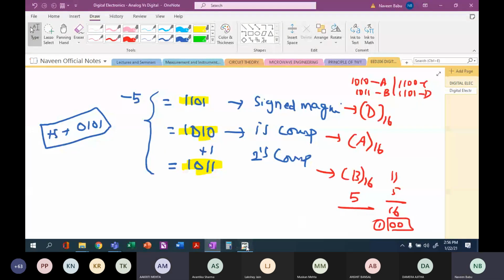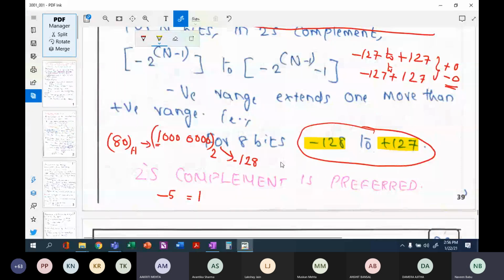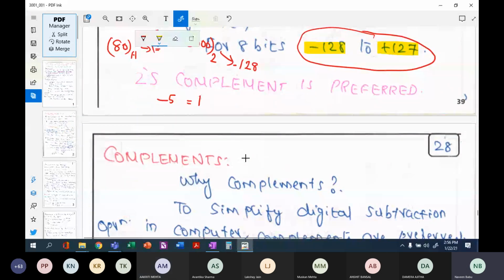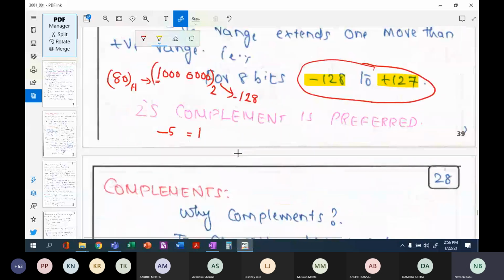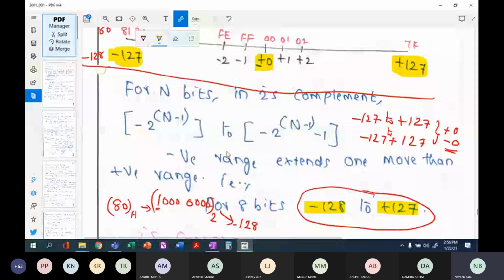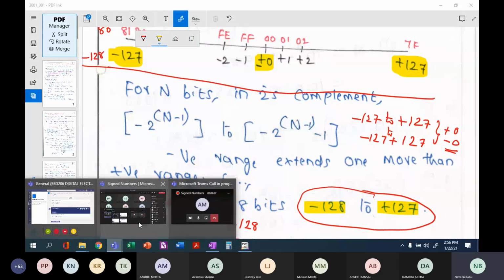Okay, sir. Thank you. All right, so we will continue this particular thing in the next class. Next, we have the complement representation, which we have already seen. That is 9's complement, 10's complement, 1's complement, and 2's complement. Okay. So if there are no doubts, you may leave the class.